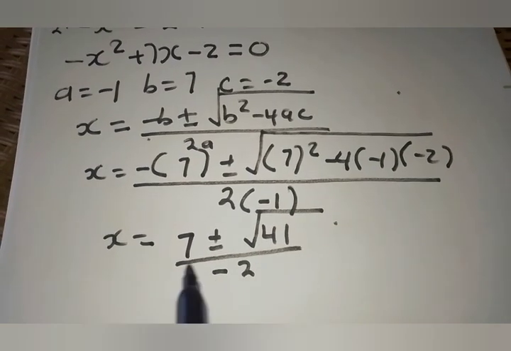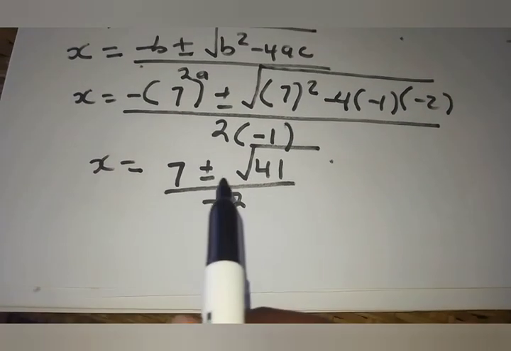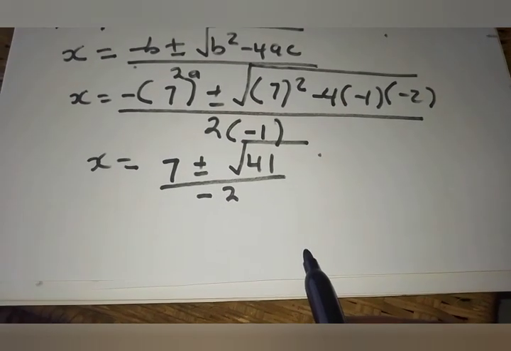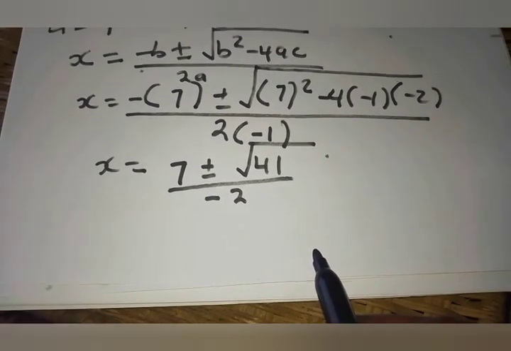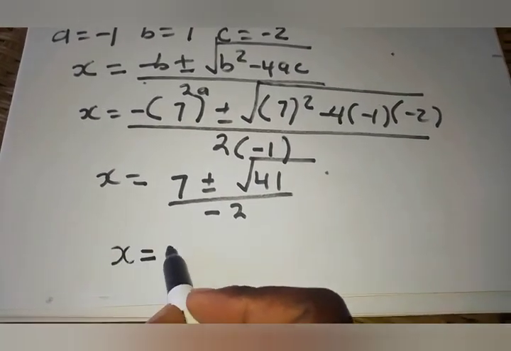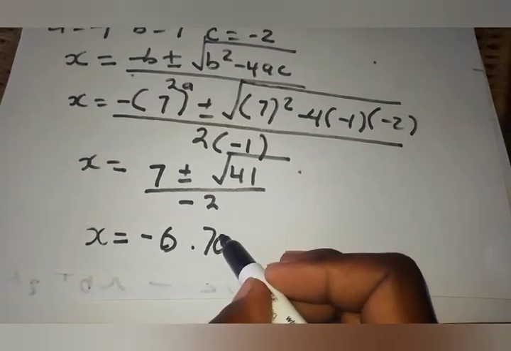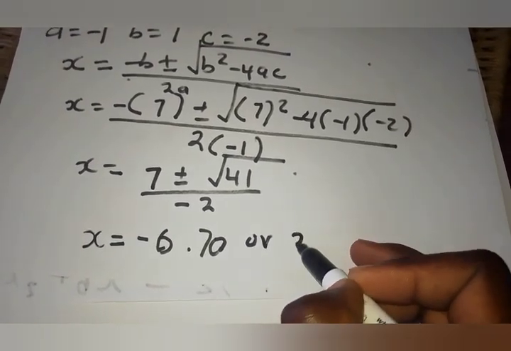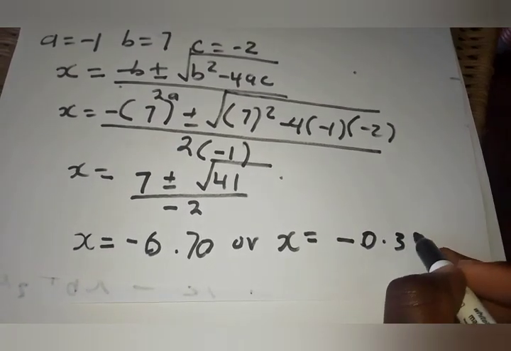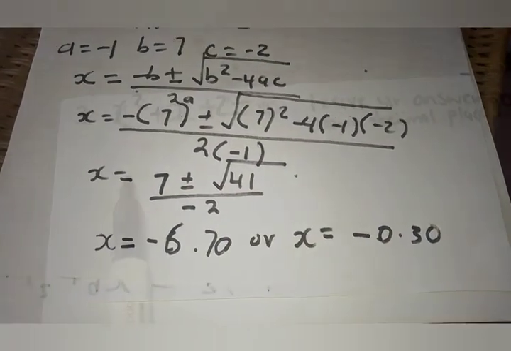Then what do we do now? We need to split it, remember. You need to split. So when you split, you will split it in your book. So here, when you split, you will have the answer. Use your calculator to get those answers. So x equal to, remember, we do what? We leave our answer to two decimal places. So here we have x equal to minus 6,70, or x equal to minus 0,30. So that's it. Hope you're getting it. Right, let's go to the next one.